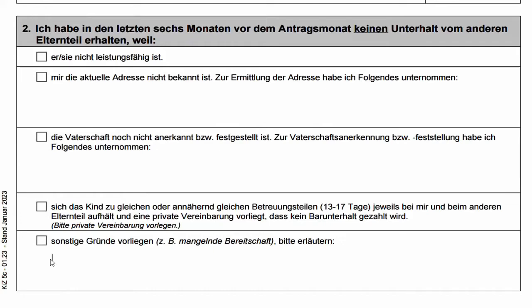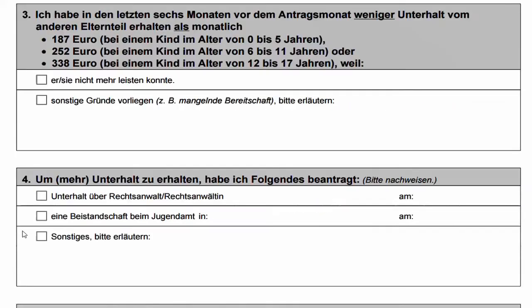If you have received less than the following amounts per month from the other parent of the child in the last 6 months before this application: 187 euros for a child between 0 and 5 years, or 252 euros for a child between the age of 6 and 11 years, or 338 euros for a child between 12 and 17 years. Here you provide information about the reason for it.